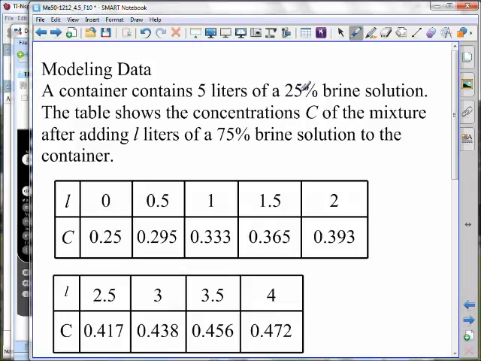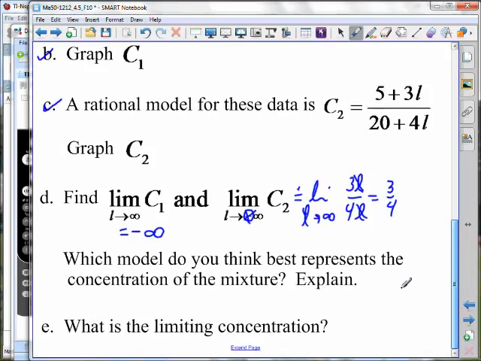Yeah, pretty soon the 25% is no longer an issue, and the whole thing becomes, why doesn't it become 100%? Because you're only adding 0.75, yeah. And if I were adding 100% brine solution, then I would expect that after a while, my whole vat or my whole container would be 100% brine solution. But I'm only adding 75%. Now let's look at our calculations. What are we saying? Eventually, it gets down to be 75%.